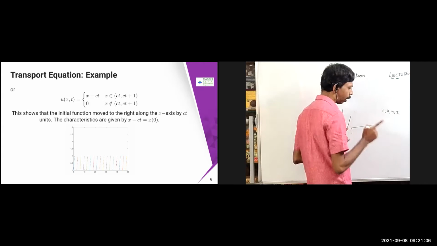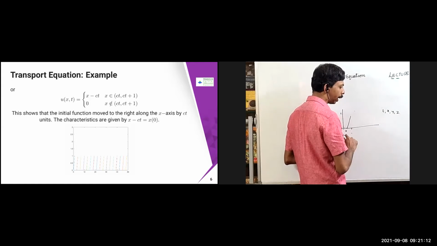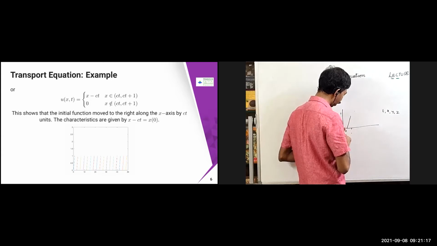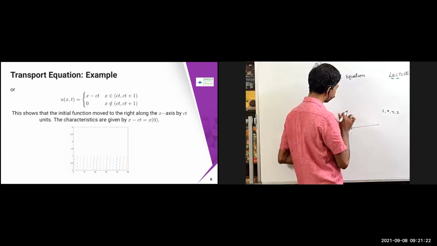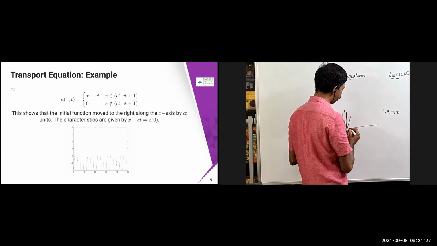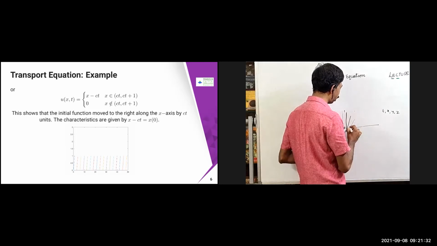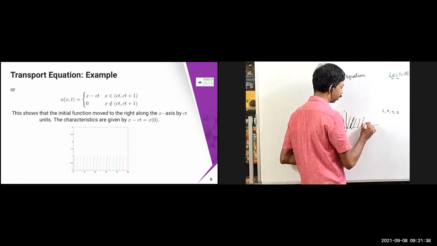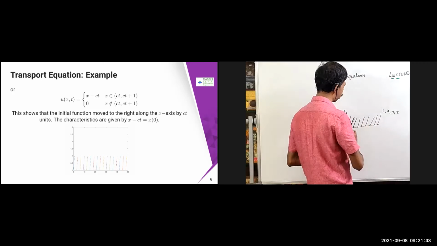Now, what that transport equation phenomenon is saying: if you move from time t equal to 0, x belongs to 0, 1. Now, if I move along to the next one, after a certain time, this is going to be like this. The same thing is going to move. A shift is going to be there. At each time step, it is going to be shifted. There will be many such curves.